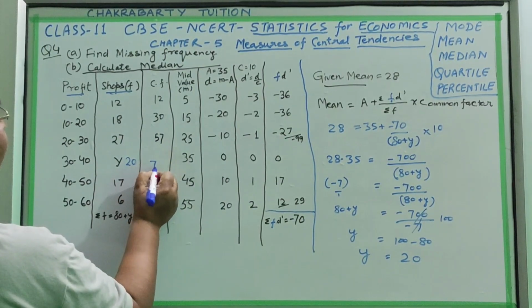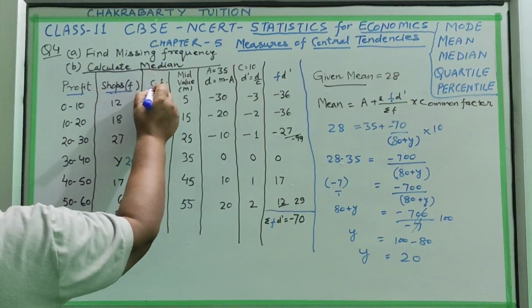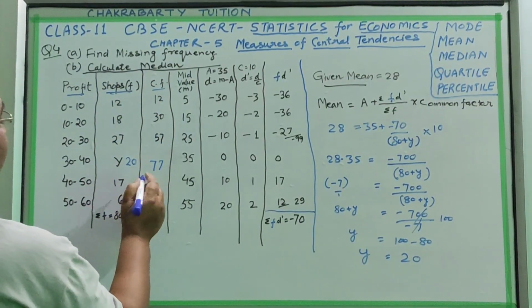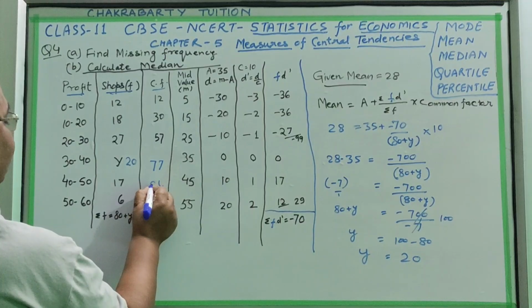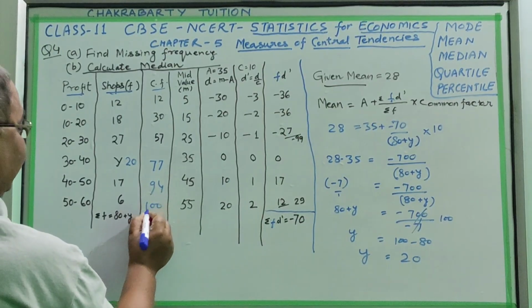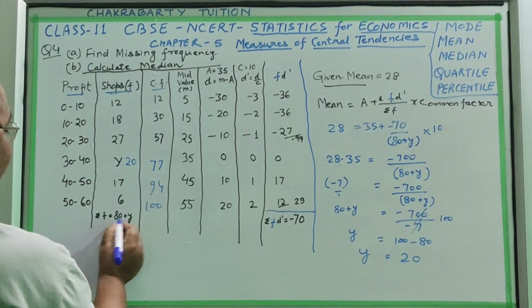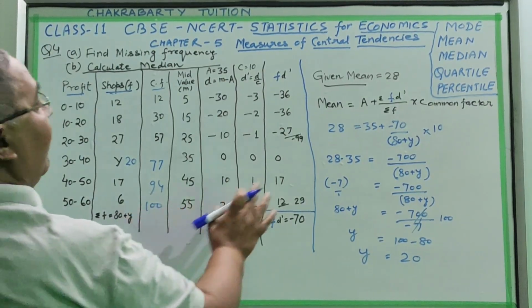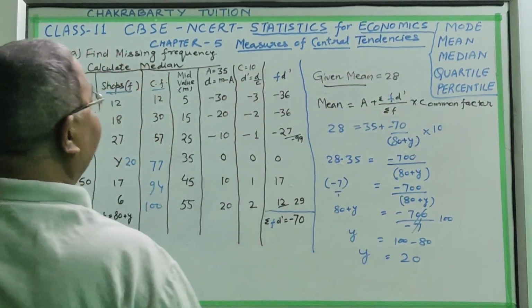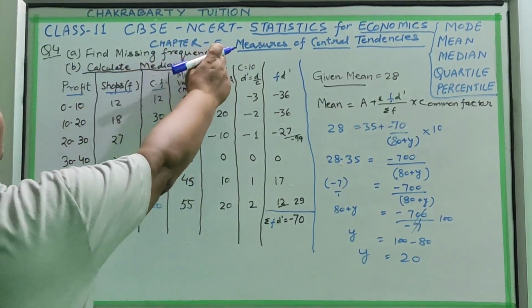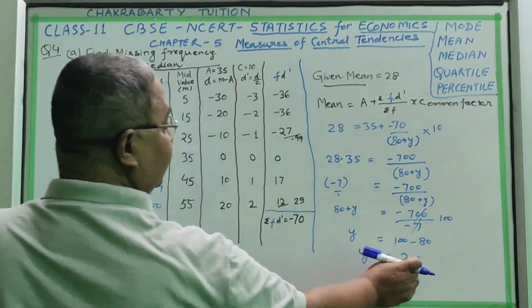So it will be 77. Now cumulative frequency for median. So for median we require cumulative frequency. So now this has become 100. Means this is your 100. Sigma f is now 100. Now I will wipe it out and I will calculate the median. Calculate median. First part is over, missing frequency is 20.